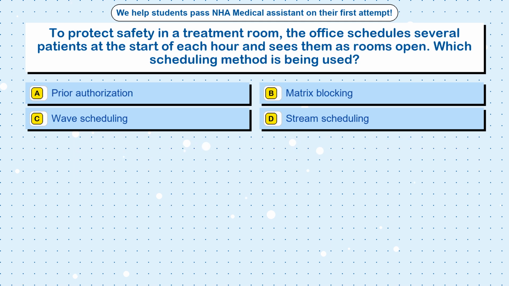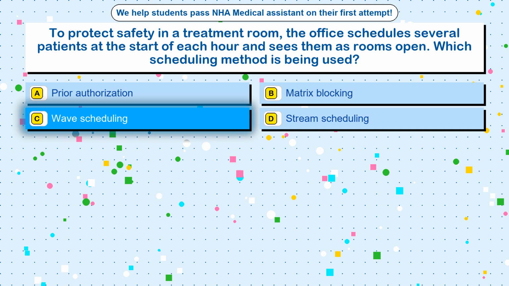Question 5. To protect safety in a treatment room, the office schedules several patients at the start of each hour and sees them as rooms open. Which scheduling method is being used? Option A. Prior authorization. Option B. Matrix blocking. Option C. Wave scheduling. Option D. Stream scheduling. The correct answer is option C.